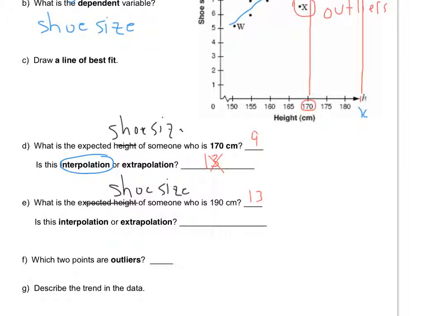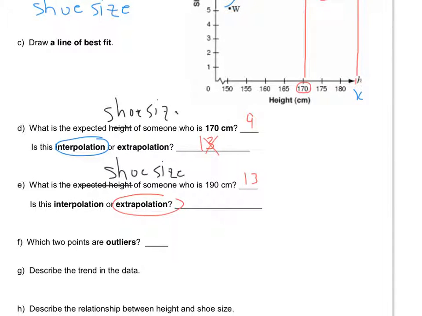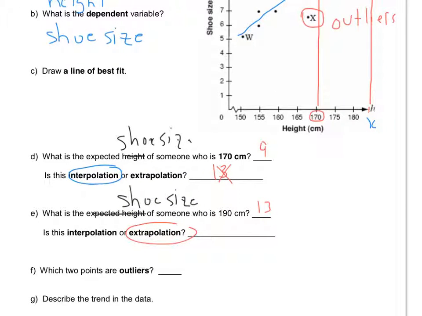So is this interpolation or extrapolation? This is extrapolation because I had to extend the line and I had to go outside the data collected to find the shoe size of someone who is 190 centimeters. Now the values that you may have gotten from your line of best fit may not be 9 and 13, and it all depends on how you drew your line of best fit. It shouldn't be very far off of these two values of 9 and 13, because then your line of best fit is probably not drawn correctly.